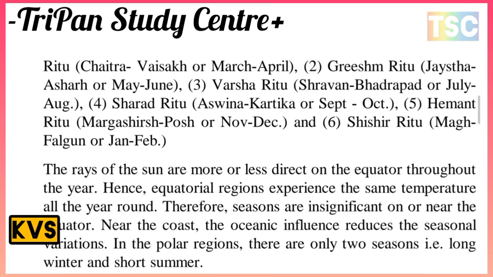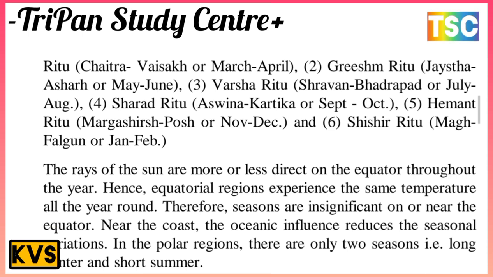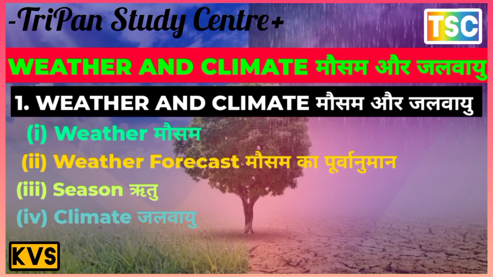The rays of the sun are more or less direct on the equator throughout the year. The equatorial region experiences the same temperatures all year around. Therefore, seasons are insignificant near the equator. Coastal and oceanic influence reduces seasonal variation. In the polar region, there are only two seasons: a long winter and a short summer.